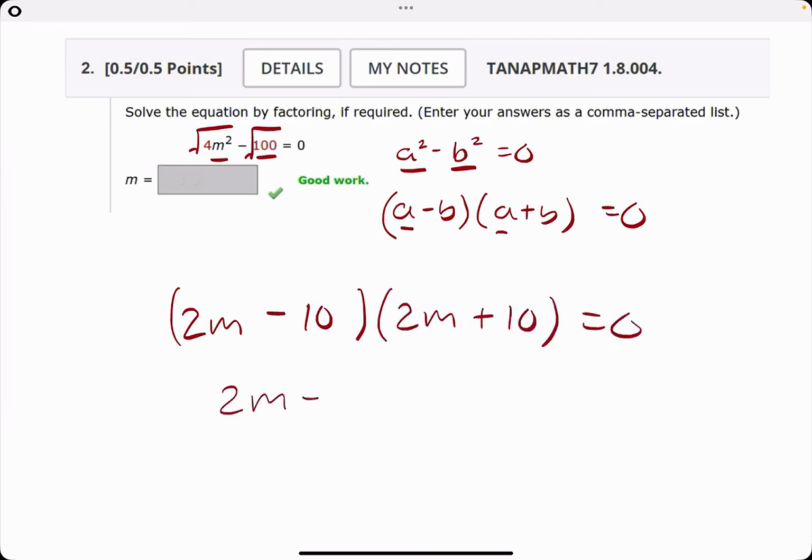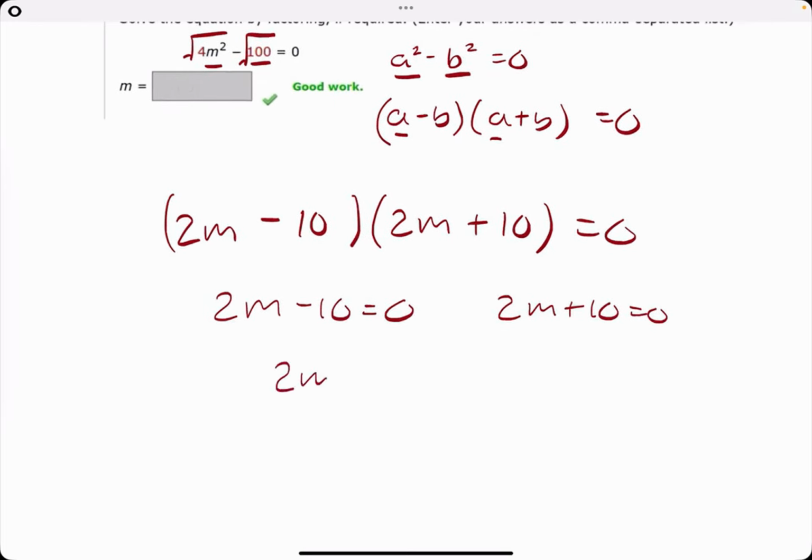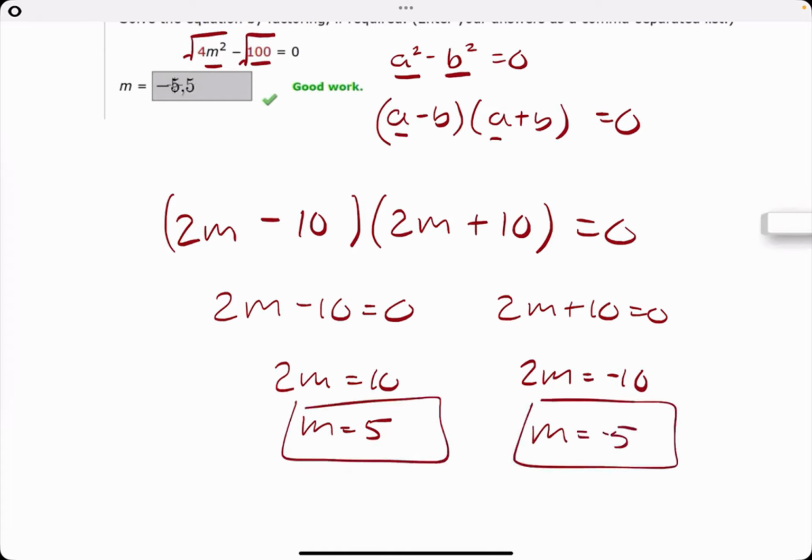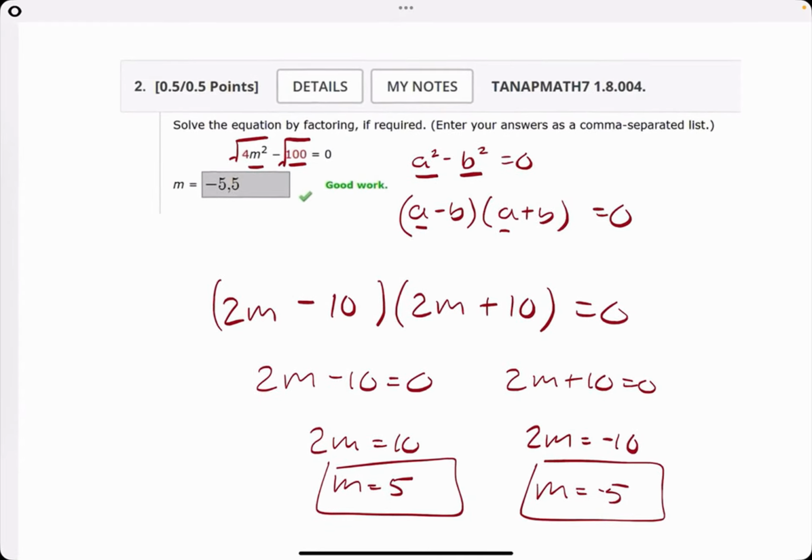So we will set each of these equal to 0 and solve. So we get 2m equals 10, so m equals 5. 2m equals negative 10, so m equals negative 5. So we're getting negative 5, positive 5.